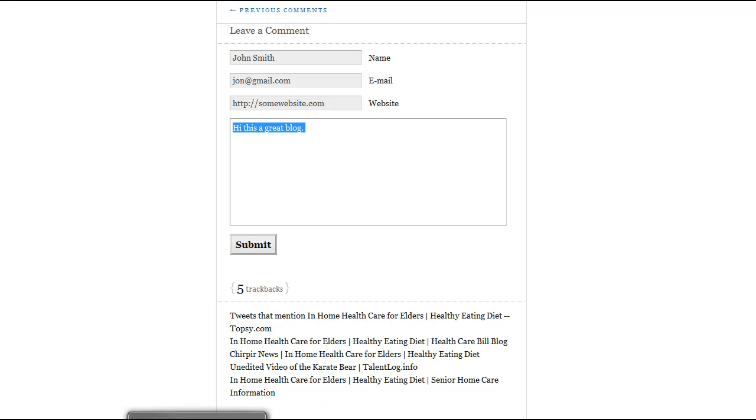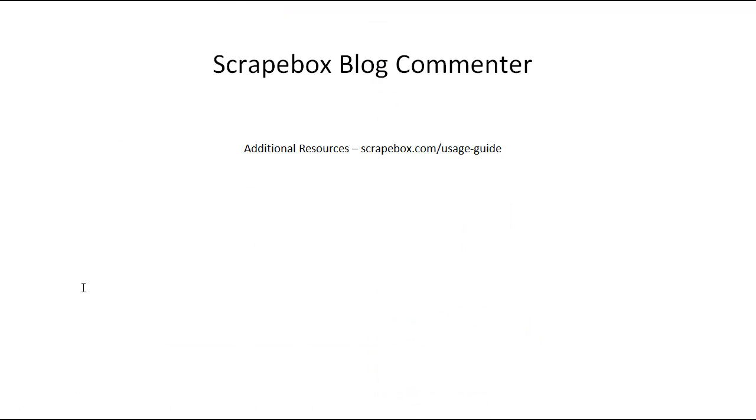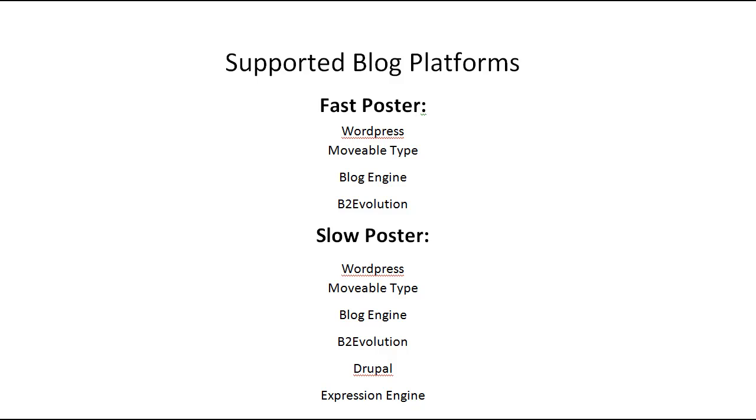So as far as the platforms that Scrapebox can comment to, there are 6 different platforms as of the recording of this video. There's 2 modes in Scrapebox that you can use to comment with: Fast Poster and Slow Poster. So under the Fast Poster option, you can comment on WordPress, Movable Type, Blog Engine, and B2 Evolution. And then with Slow Poster, you get the same 4 plus Drupal and Expression Engine. So a couple extra that you can comment on there with Slow Poster.